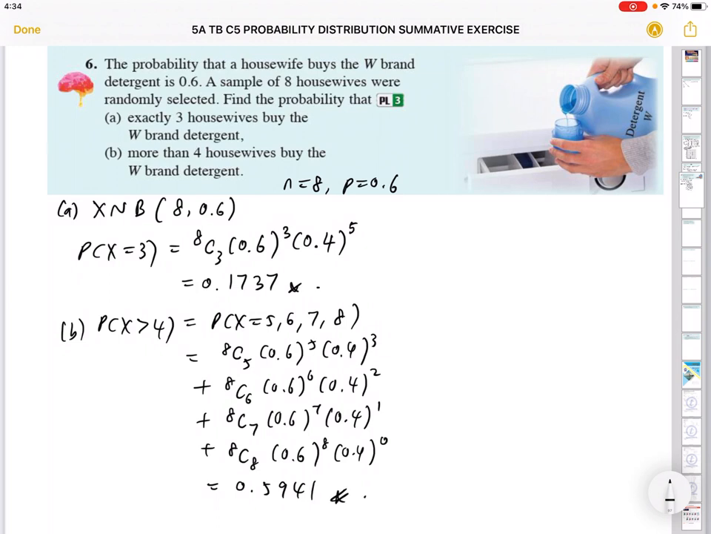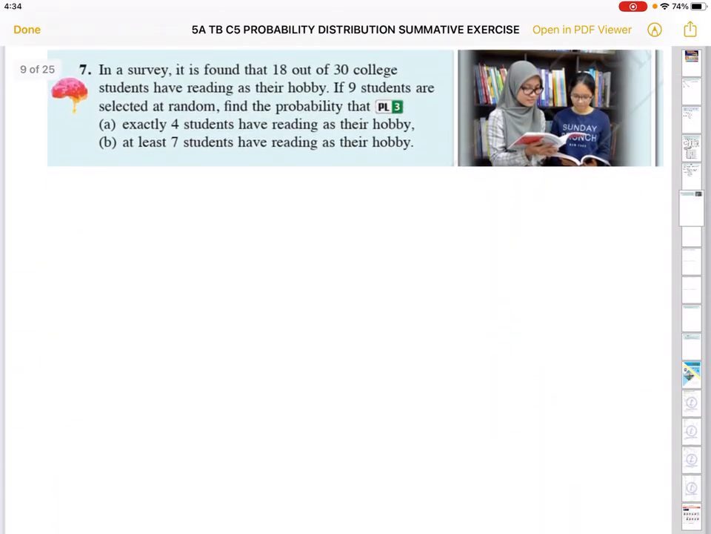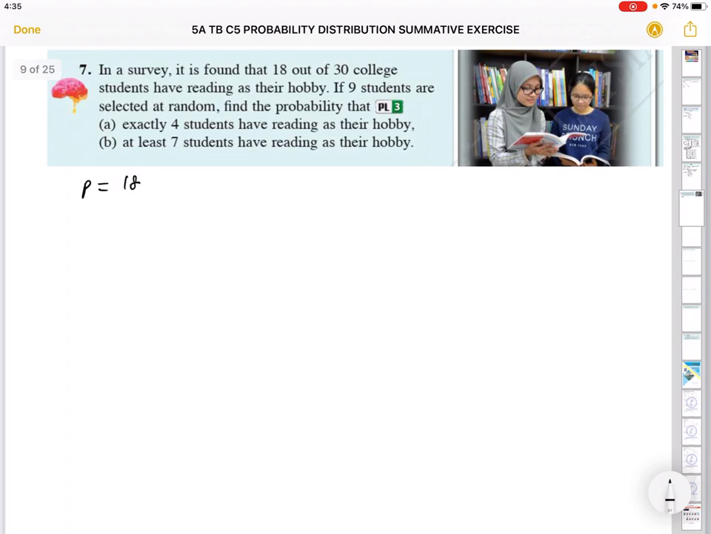All right, moving on to question number 7. Okay, in the survey, it is found that 18 out of 30 college students have reading as their hobby. So 9 students are selected at random. Find the probability that exactly 4. Okay, so again, it's a binomial, but maybe I work out the probability first. When we say 18 out of 30, that means the probability of choosing a student randomly that likes reading is 18 over 30 is 0.6. All right, your N equals to 9. Okay, because I'm choosing 9 students.